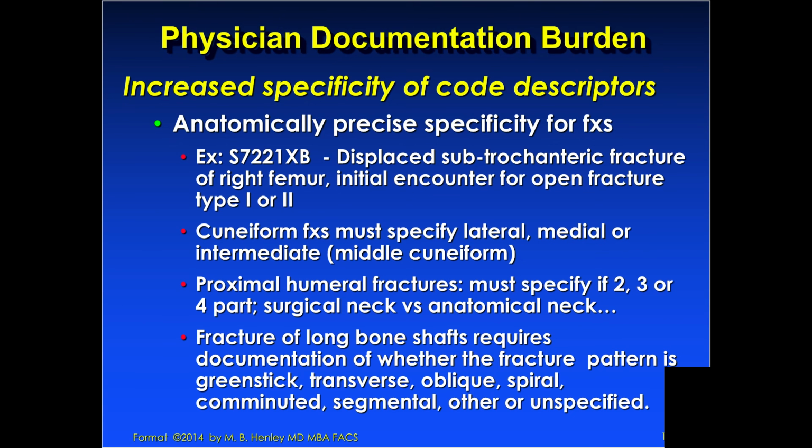So you can see that precise anatomical specificity for fractures is required. Cuneiforms, you have to say which cuneiform. As I said, proximal humerus would specify 2, 3, or 4 parts. If it's a long bone, you have the fracture pattern.